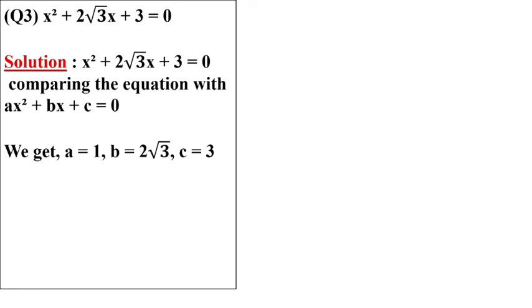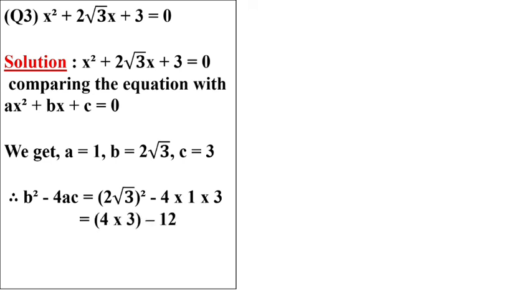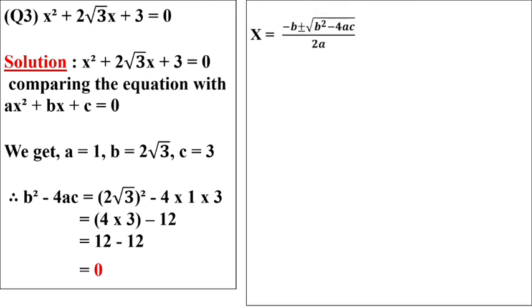a value is 1, b value is 2 under root 3, c value is 3. b square minus 4ac. b value is what? 2 under root 3 square minus 4 multiplied by 1 into c value is 3. Square of 2 is 4 and square of under root 3 is 3. So 4 times 3 is 12, minus 4 1 is 4, 4 3 is 12. In the bracket we have 12 minus 12, we get 0. Using the formula, substitute the value. Under root 0 value is 0.